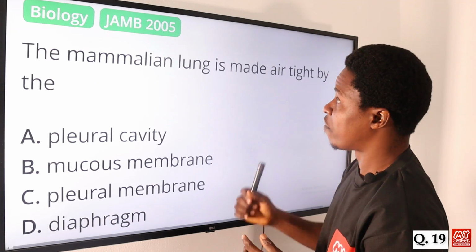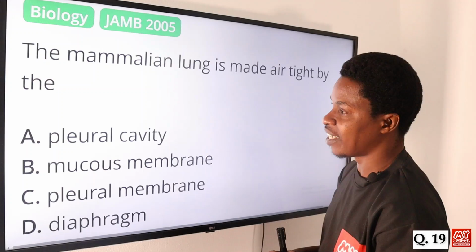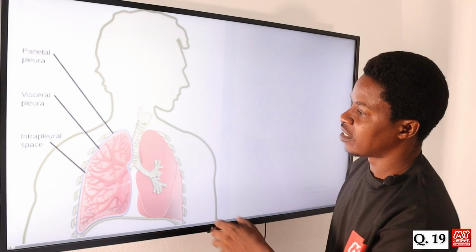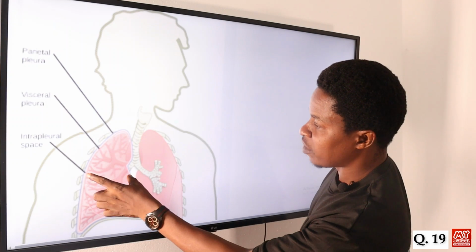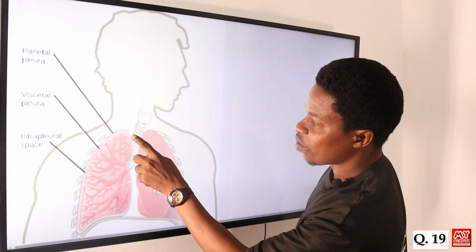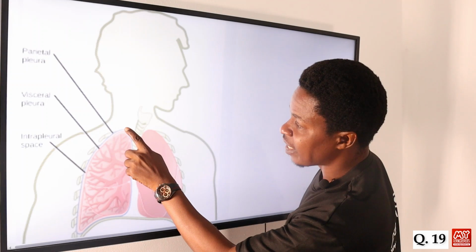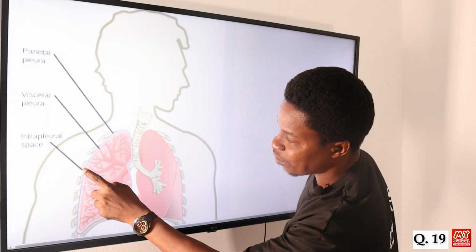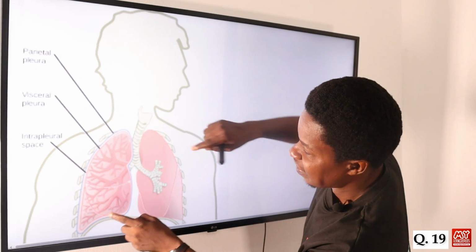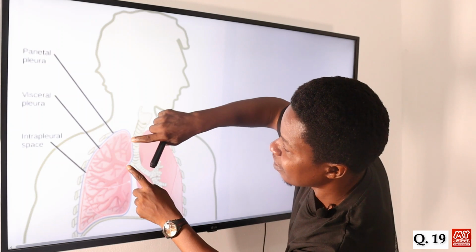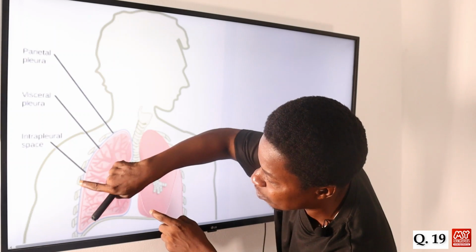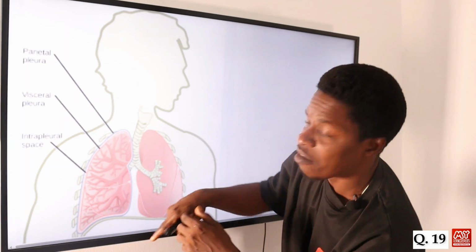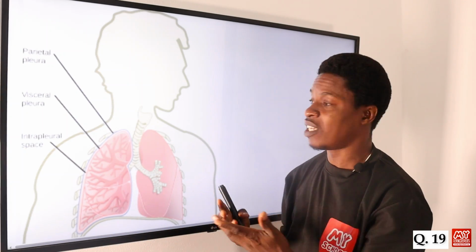Let's look at the diagram of the mammalian lung and see how it looks. Okay, so this is the diagram. You can see this is the human lungs. We have them here. This is one, this is two here. It says the part of the lung that actually makes it airtight. This is the part that is painted blue. You can see it very well. This part makes it airtight, to allow for effective breathing.